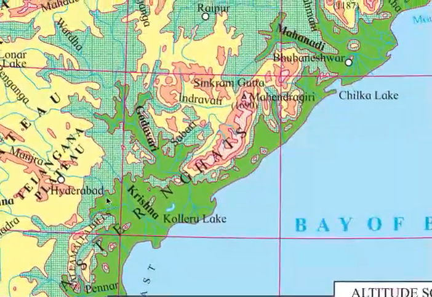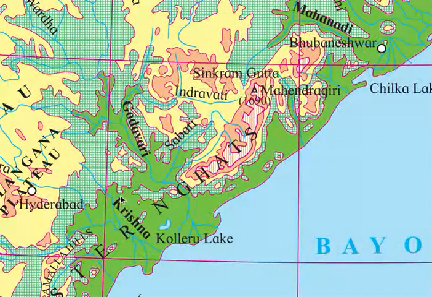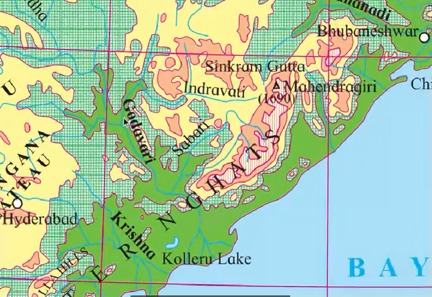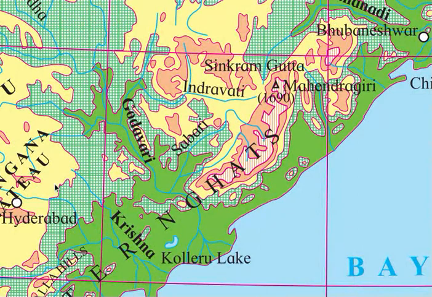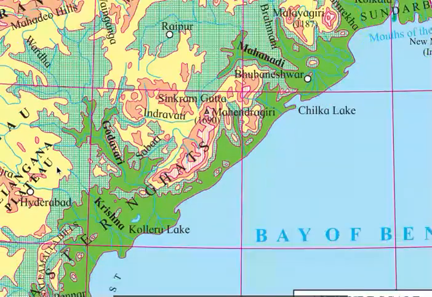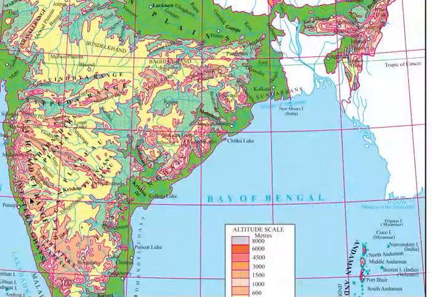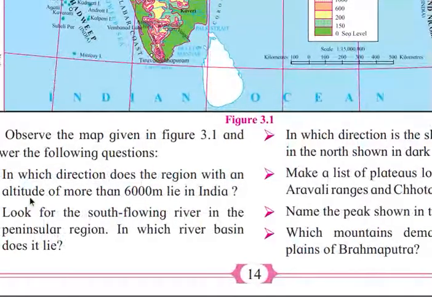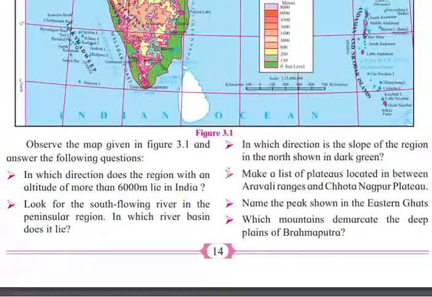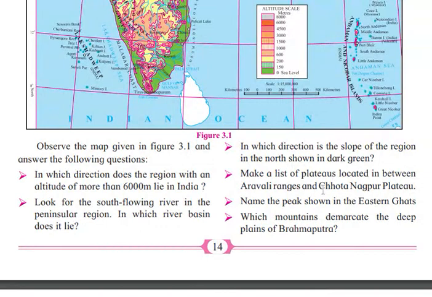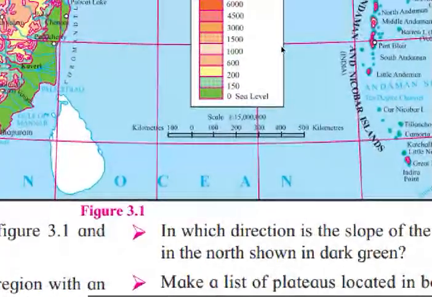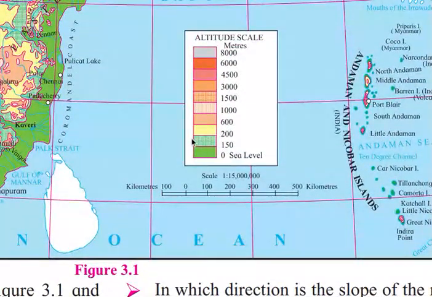You can say the Godavari river or the Krishna river. Basically, where does the Godavari river start? The Krishna river, if you see, starts from here, the Telangana plateau. In which direction is the slope of the region in the north shown in dark green? You need to identify which is dark green and show it.